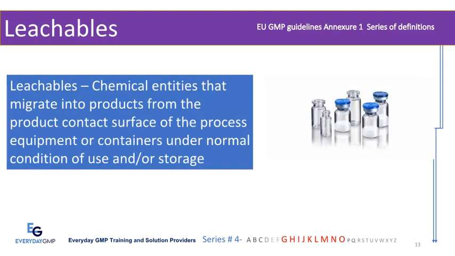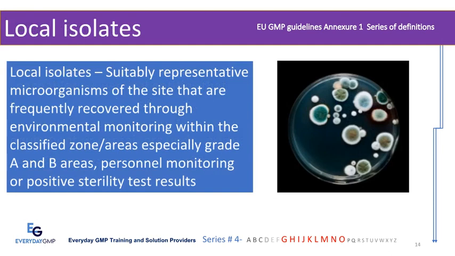Leachables: chemical entities that migrate into products from the product contact surface of the process equipment or containers under normal conditions of use and/or storage. Local isolates: suitably representative microorganisms of the site that are frequently recovered through environmental monitoring within the classified zone, especially grade A and B areas, personnel monitoring or positive sterility test results.